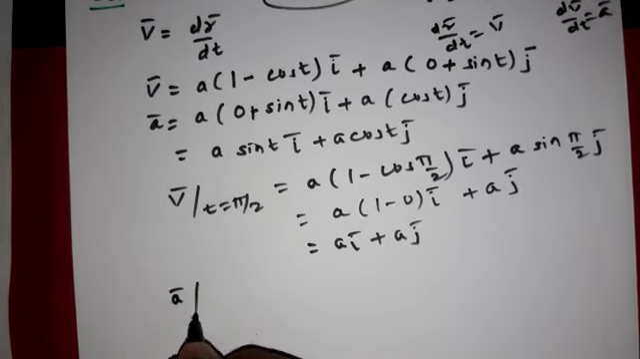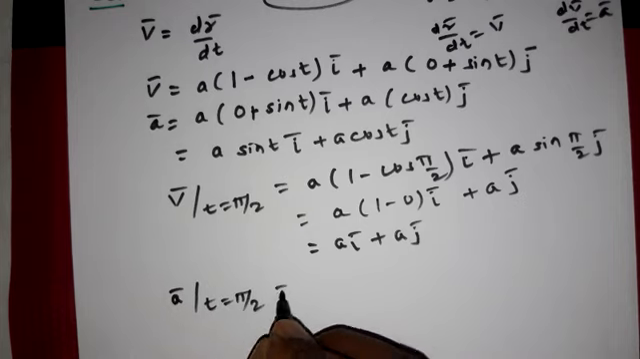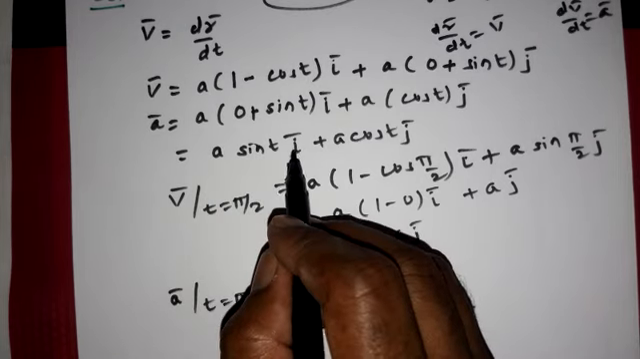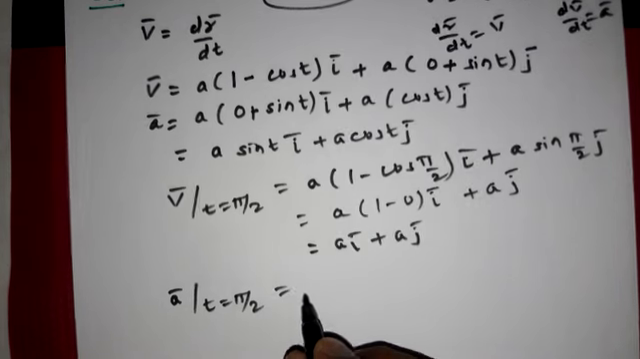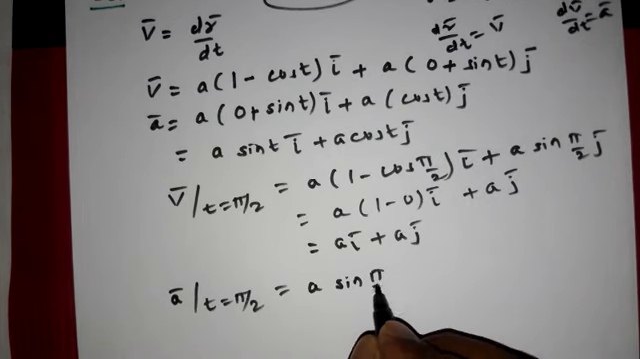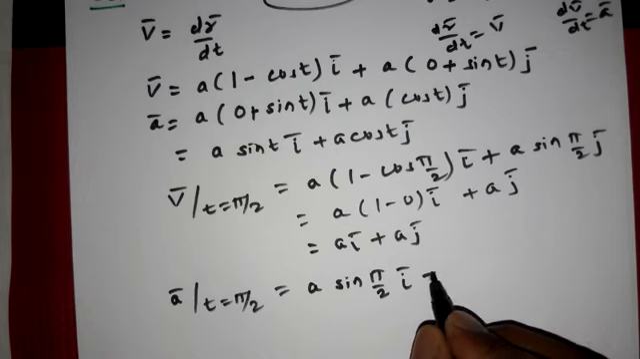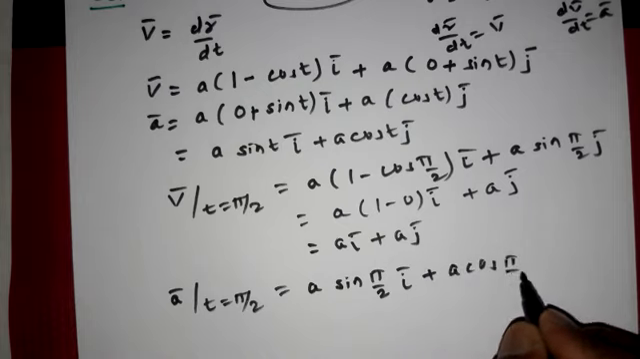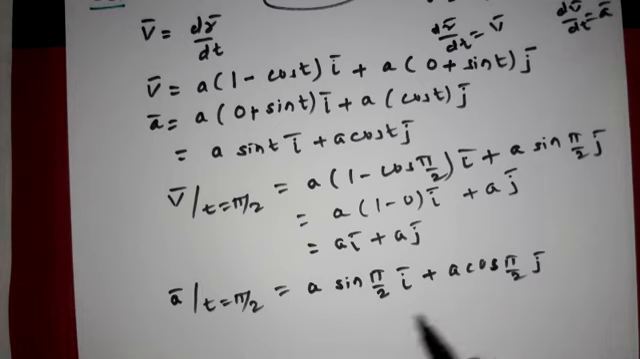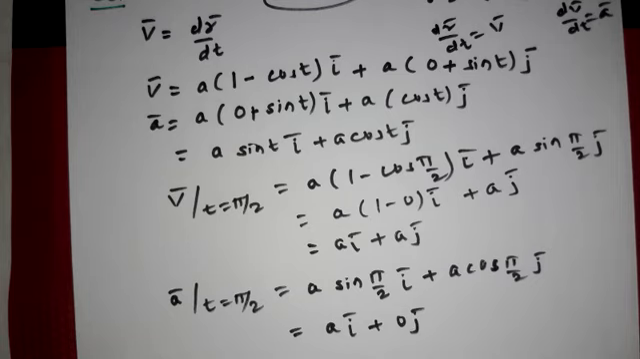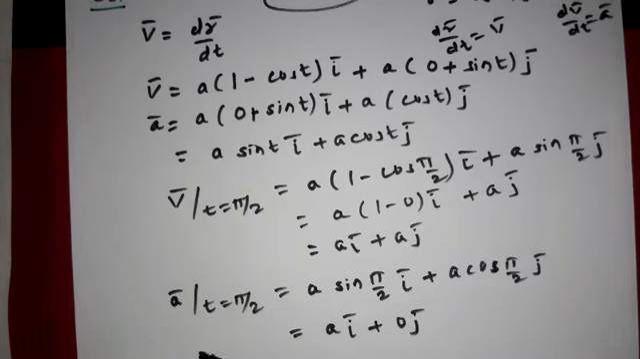Now the acceleration at t equal to pi by 2. Our acceleration vector is a sin t i bar plus a cos t j bar. So we get a sin pi by 2 i bar plus a cos pi by 2 j bar. Again sin pi by 2 is 1, so a i bar, and cos pi by 2 is 0, so 0 j bar. We get only a i bar. So in this way we can solve problems on finding the velocity vector as well as the acceleration vector.